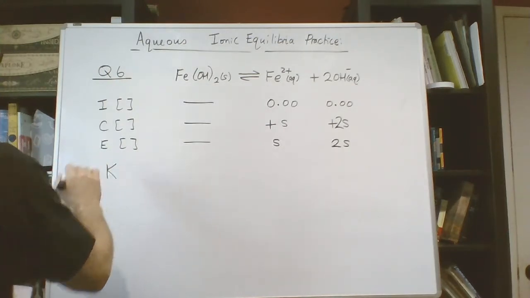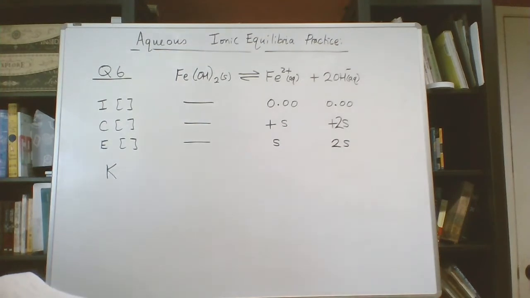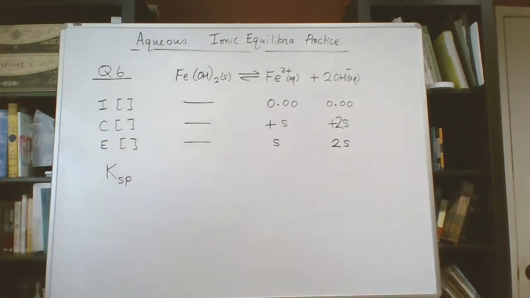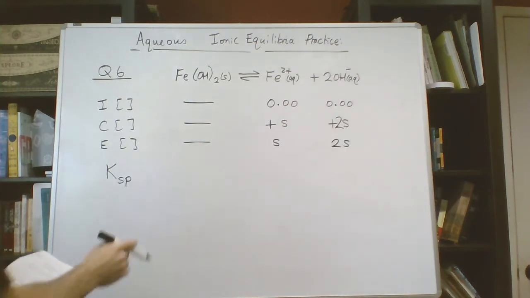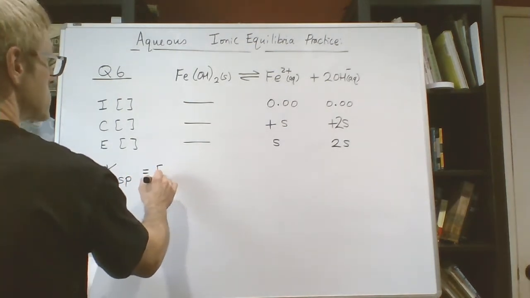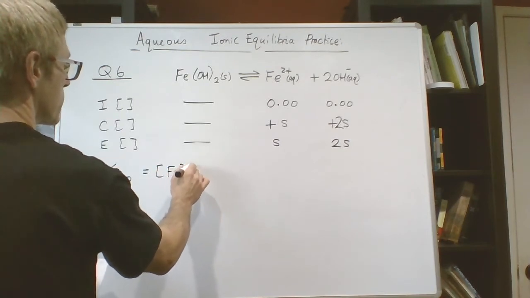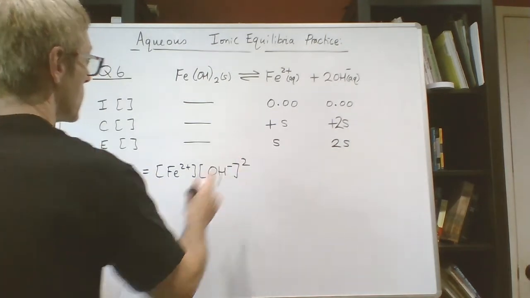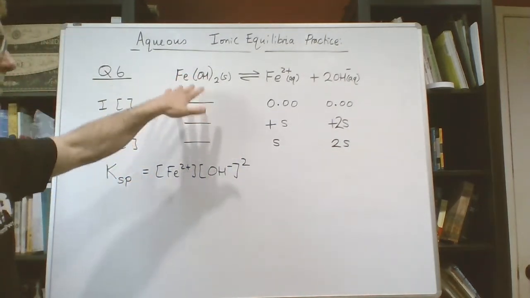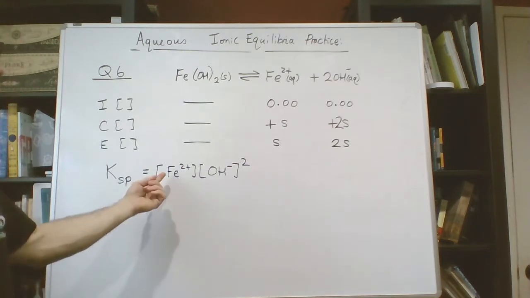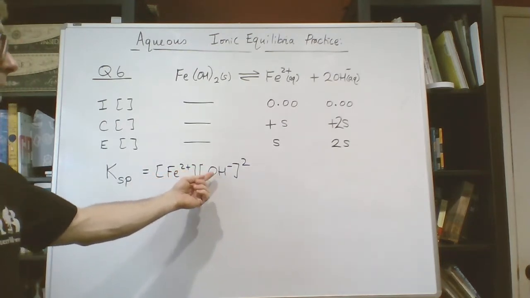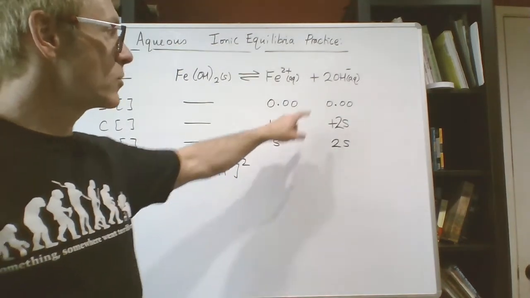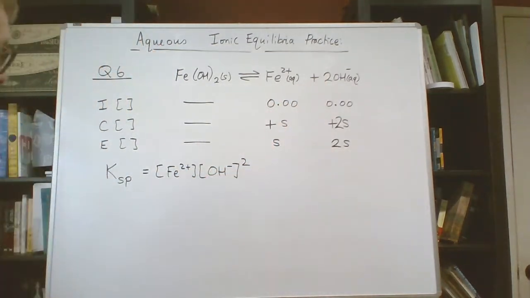The equilibrium constant for an insoluble product is called the solubility product constant, Ksp. And I know that's the product of the products multiplied by the product of the reactants. But the reactants are not represented here because they're a solid. So I just have iron 2 multiplied by hydroxide squared. Remember, the coefficient 2 becomes an exponent 2 here. So that coefficient becomes an exponent.